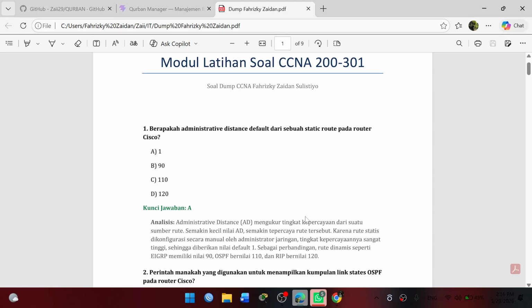For comparison, dynamic protocols like EIGRP have an AD of 90, OSPF is 110, and RIP is 120.